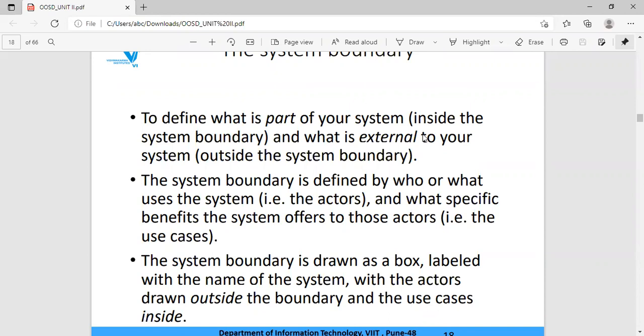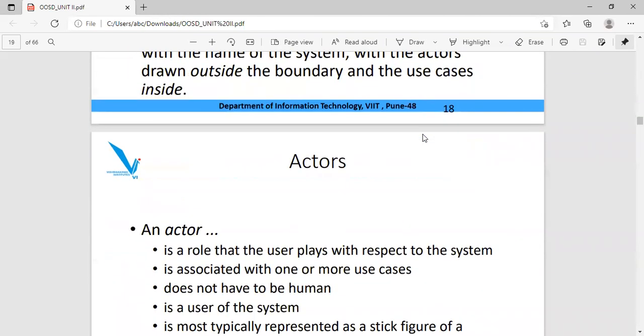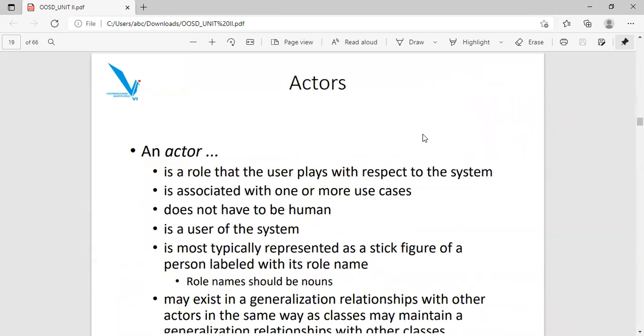This is the most important part. You cannot draw the actor inside the system boundary. Every time you have to draw the actors outside the boundary. We have to understand the boundary is only for the use cases, and they are written inside, right? And actors are outside that boundary. So this is the most important thing whenever we are drawing the system boundary.